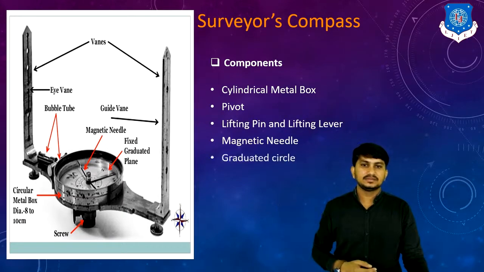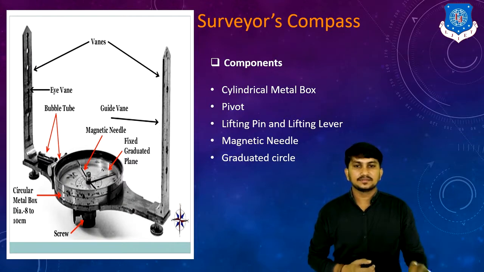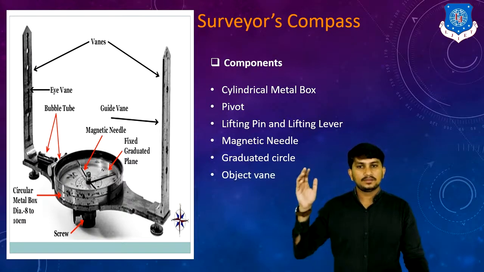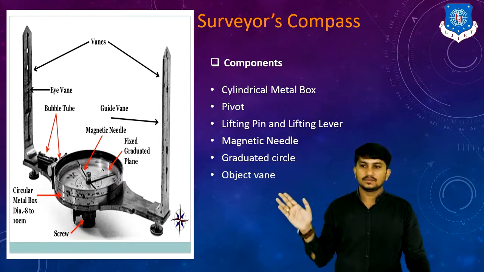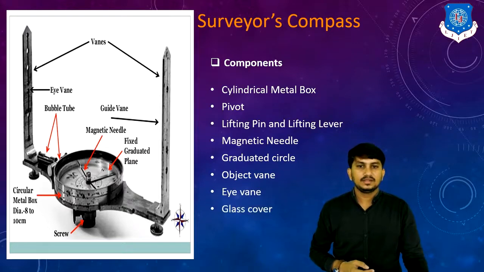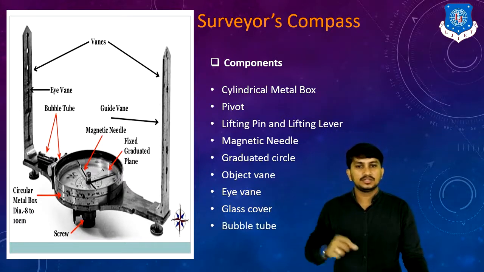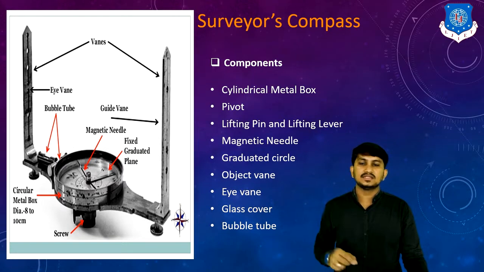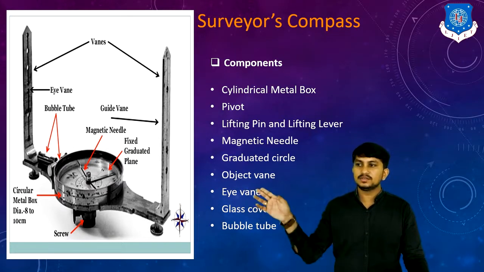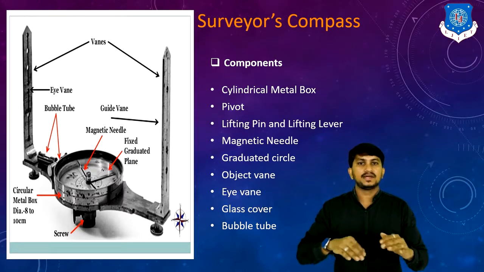Magnetic needle is there. Graduated circle is there for taking readings. Object vein. This is the object vein, and exactly opposite there is an eye vein. Glass cover is there, and one extra component installed in surveyor's compass is bubble tube. You can clearly see bubble tube. This bubble tube helps to level the compass on the tripod.